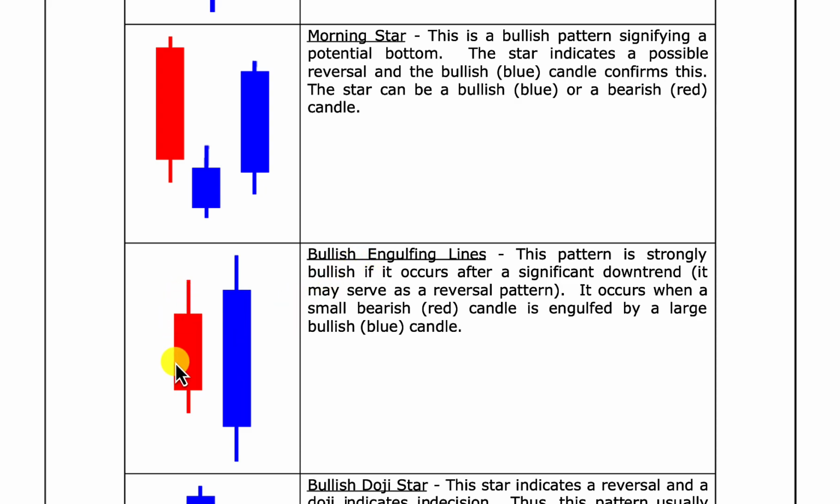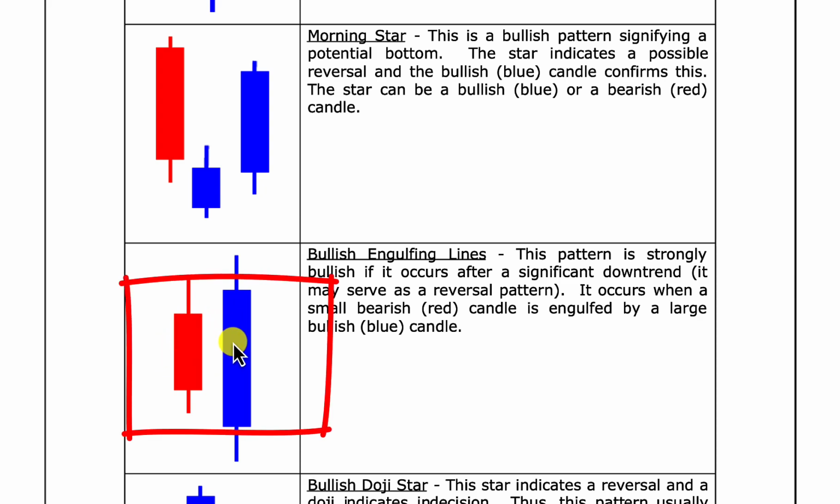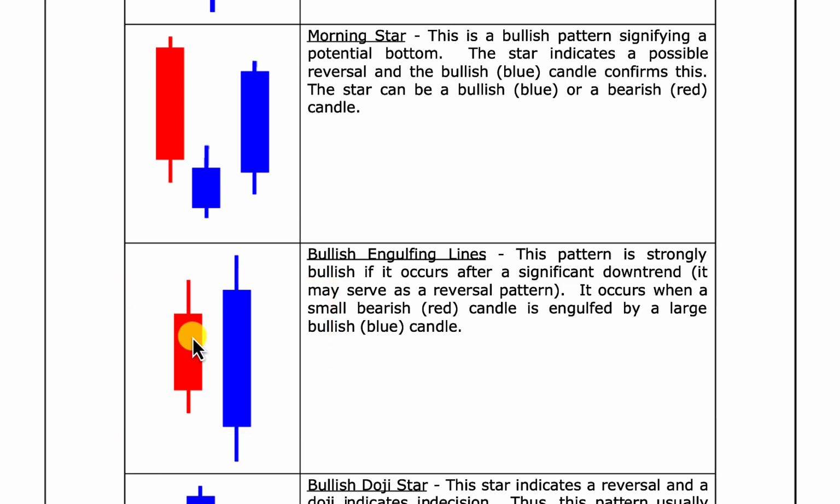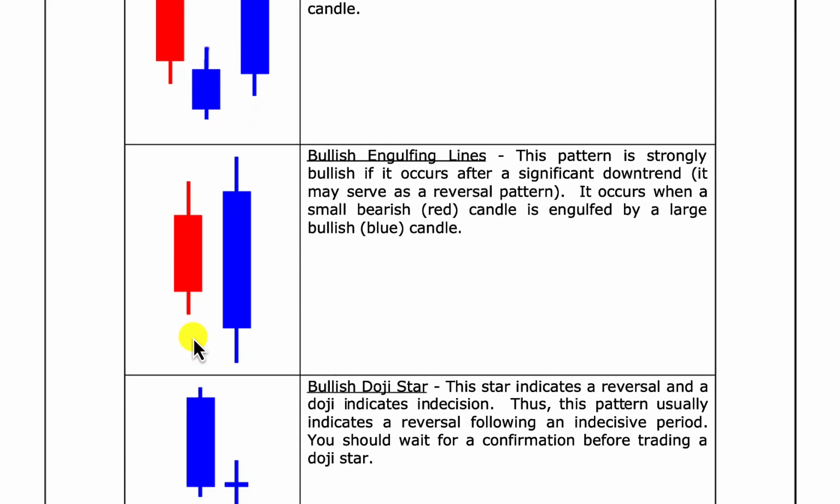Basically, we get a bearish candle, which then moves even lower, and then it moves higher, and the body of the bullish candle completely engulfs the body of the bearish candle preceding that. It's called a bullish engulfing pattern or line. Very important candle. It's very tradable indeed, something that you need to keep in the back of your mind.